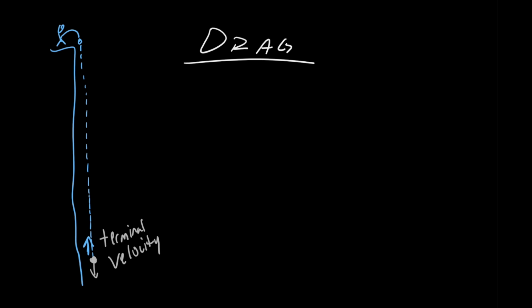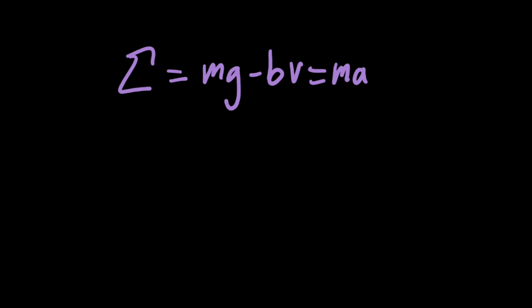It means that mg at terminal velocity is going to be equal to bv, right? This is our sum of the forces equation. Now that we've established that our sum of the forces is equal to mg minus some drag force bv, we can set this equal to ma. We can also set it equal to m dv/dt, as we know from kinematics.